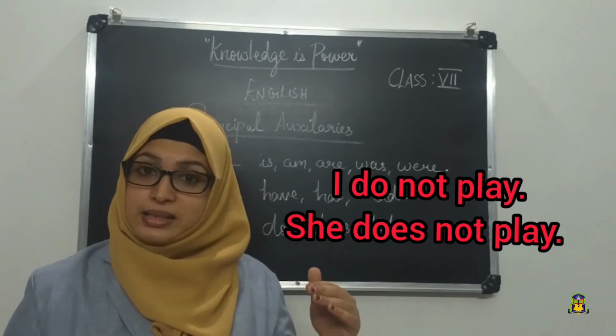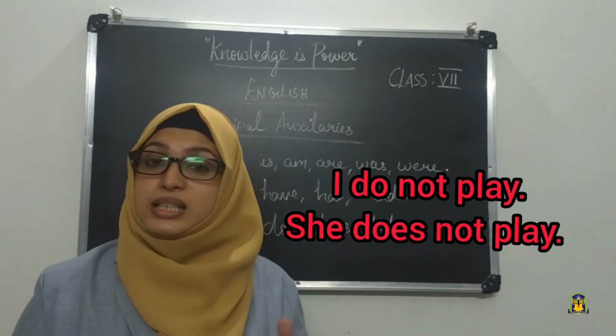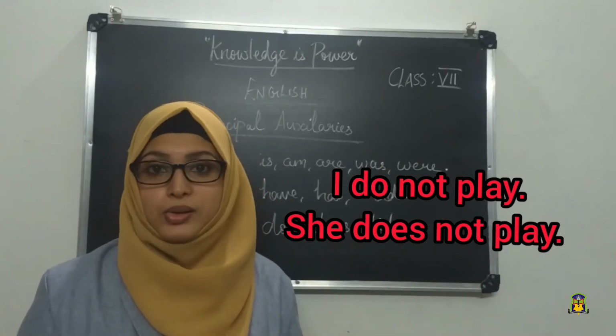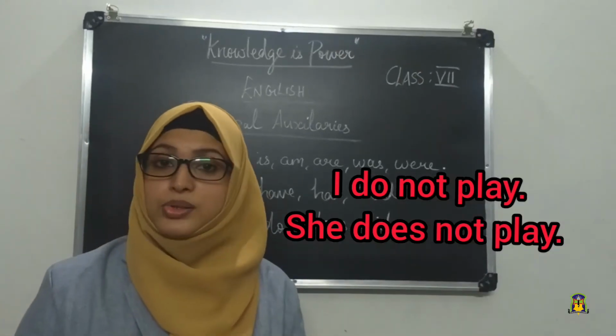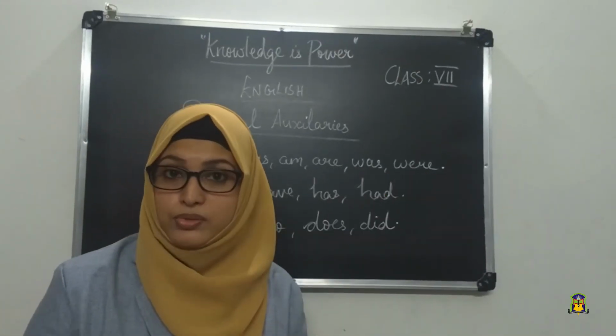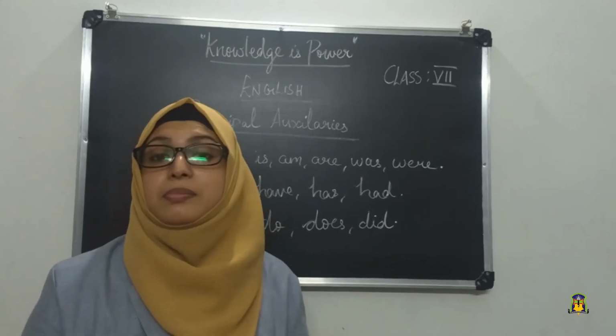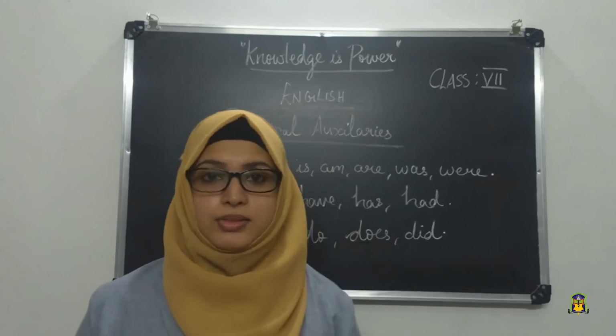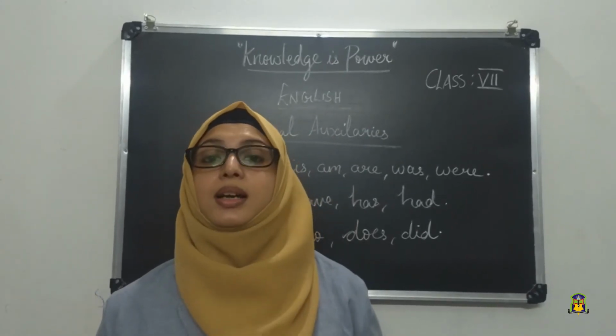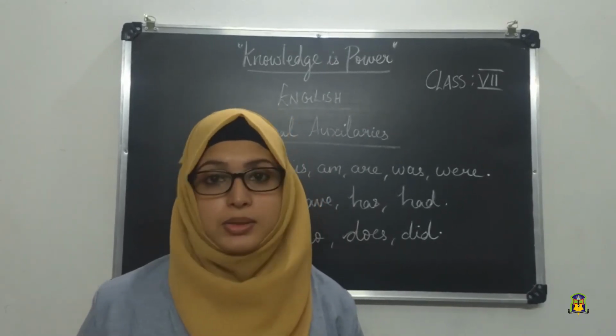Similarly, we can take another example, "She does not play." Another form of the verb do is does. So she does not play. Here also does represents a helping verb, whereas play is the main verb there. These principal auxiliaries can also be used in another three ways, that is in positive, negative and interrogative sentences.